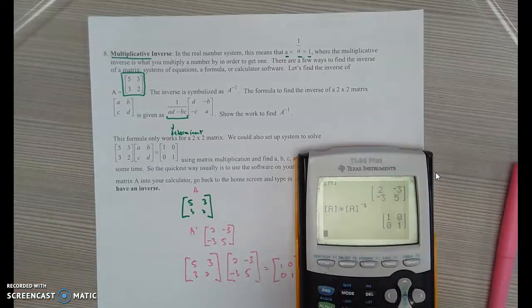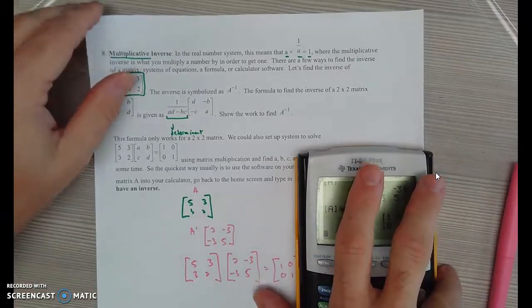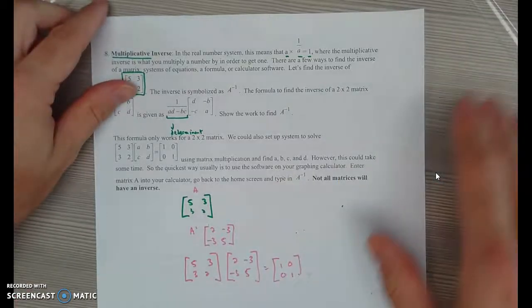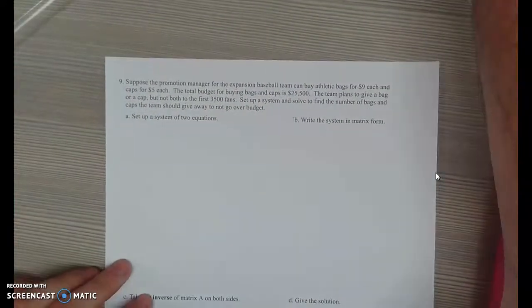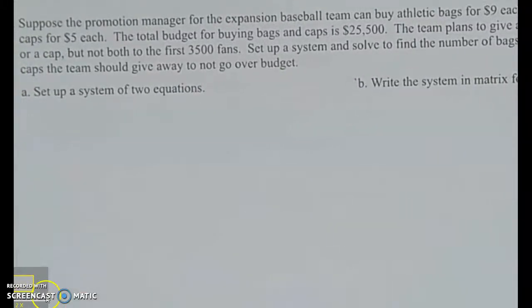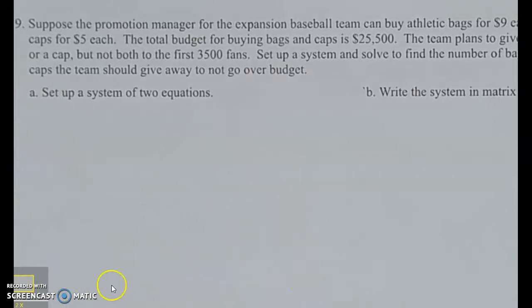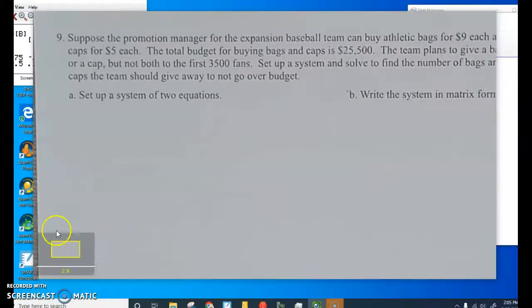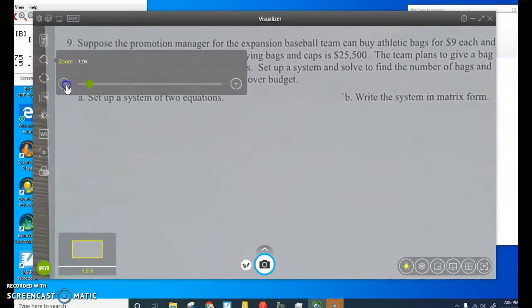Okay? So why are we going to need this? Well, we're going to need this to help solve a system of equations. So let's look at question 9. Okay? Yours might look a little bit different, but I just try to make mine a little bit more user-friendly in size. I'm going to shrink this a little bit for you guys.